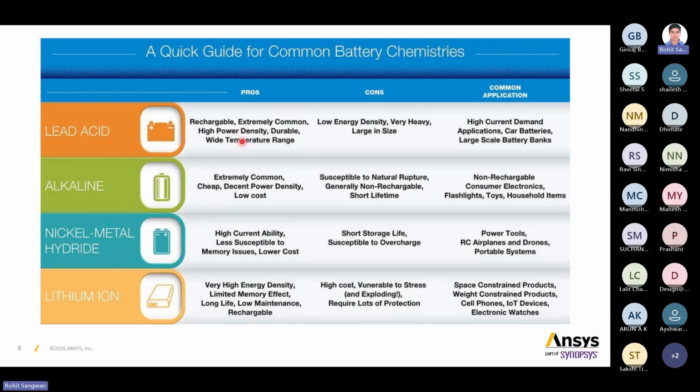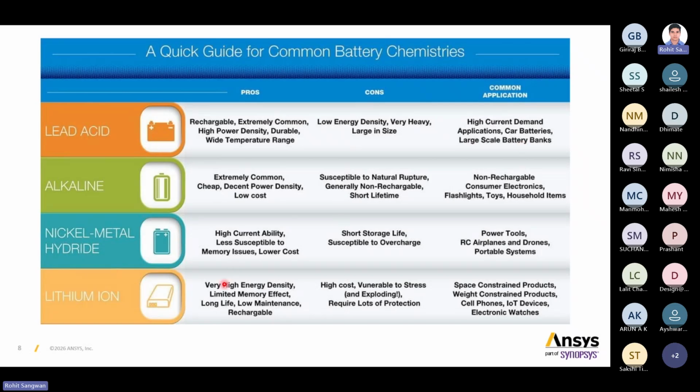Lead acid batteries are rechargeable, extremely common, and have high power density, but there are some cons. They have low energy density and are very big in size. You can see the size, which is big, in our homes. We mostly use lead acid batteries as home inverter batteries. They are not in parallel, they are single cells.